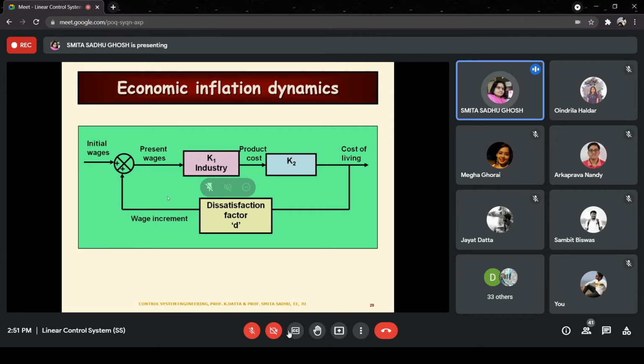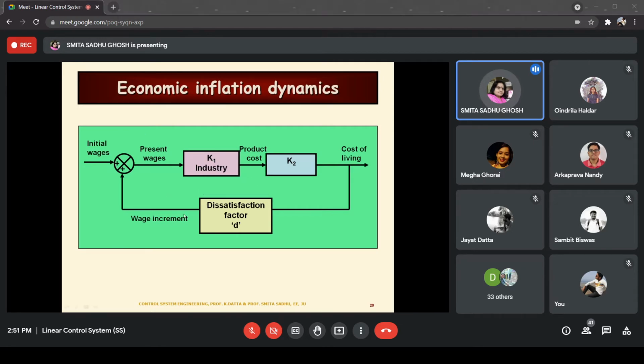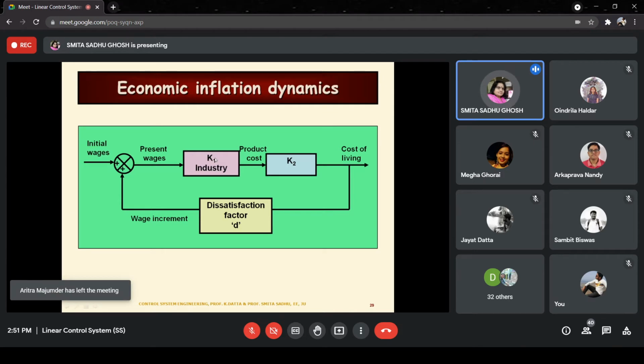They have to pay from somewhere, isn't it? Their cost of running, the cost of raw material, etc., has not decreased. So from where will the industry give the increment to the workers? They have no other way but to increase the product cost. So in order to pay for the incremented wages, the industry will increase the product cost, right? Now, the moment the product cost increases, what will happen?